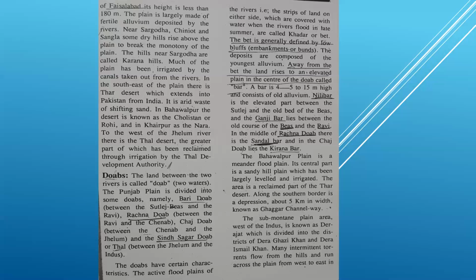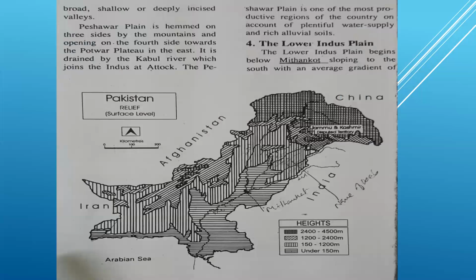Along the southern border is a depression about 5 kilometers in width known as the Ghaggar Channel. The sub-mountain plain area west of the Indus is known as Derajat, which is divided into the districts of Dera Ghazi Khan and Dera Ismail Khan. Many intermittent torrents flow from the hills and run across the plain from west to east in broad, shallow, or deeply incised valleys.